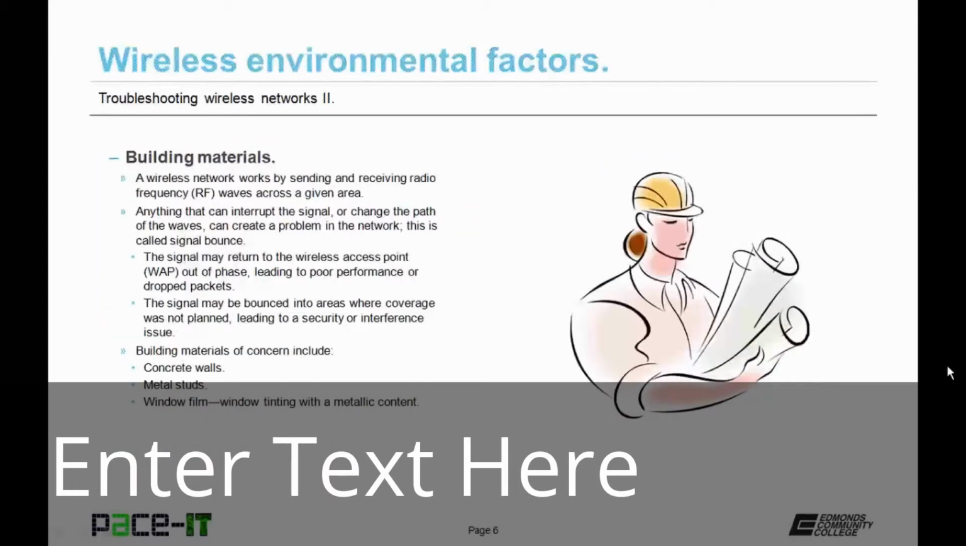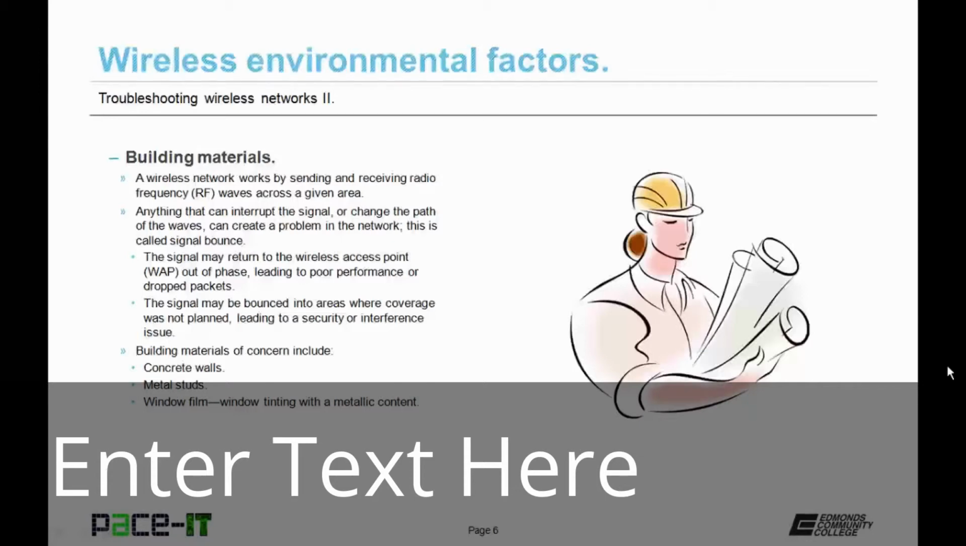We don't think about it very often, but building materials can influence wireless networks. A wireless network works by sending and receiving radio frequency waves across a given area. Anything that can interrupt the signal or change the path of the waves can create a problem in the network. This is called signal bounce. The signal may return to the wireless access point out of phase, leading to poor performance or dropped packets. Alternatively, the signal may end up being bounced into areas where coverage was not planned, leading to a security issue or an interference issue with other wireless networks.